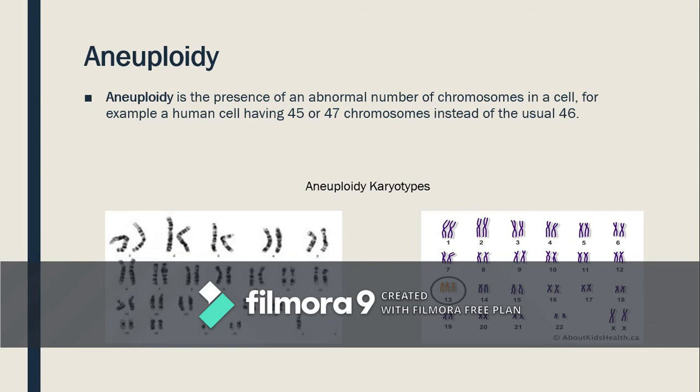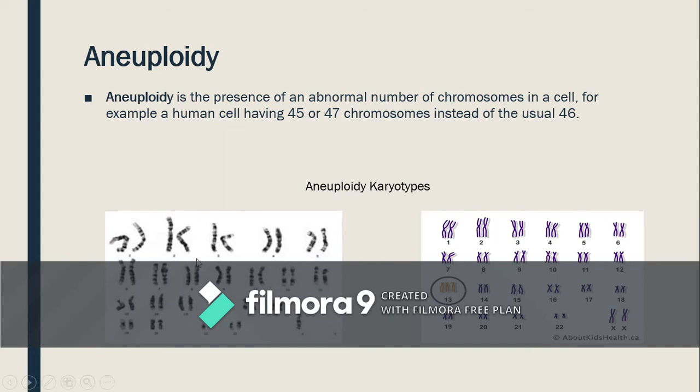Alright, to start off, let's get ourselves familiar with a few terms. The first one being aneuploidy. Aneuploidy is the presence of an abnormal number of chromosomes in a cell. For example, a human cell having 45 or 47 chromosomes instead of the usual 46.